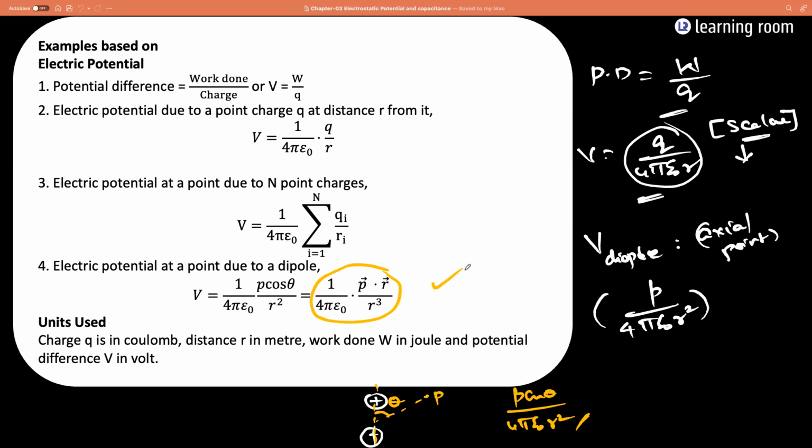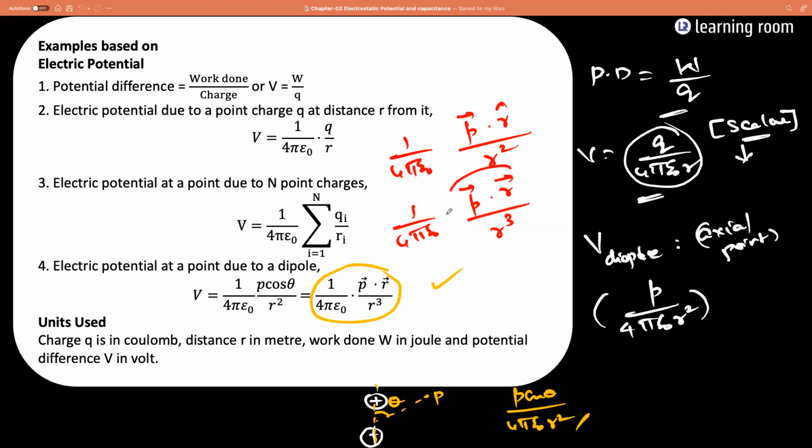Sir, tell me, if we write R cap instead of R vector, then the denominator should be R square, right? R square. Good. So if it is 1 by 4 pi epsilon naught, and if I use P vector dot R cap, then what should have been the denominator? The denominator would have been R square. Whereas if I write 1 by 4 pi epsilon naught into P vector dot R vector, then the denominator will be R cube. Are you able to understand?